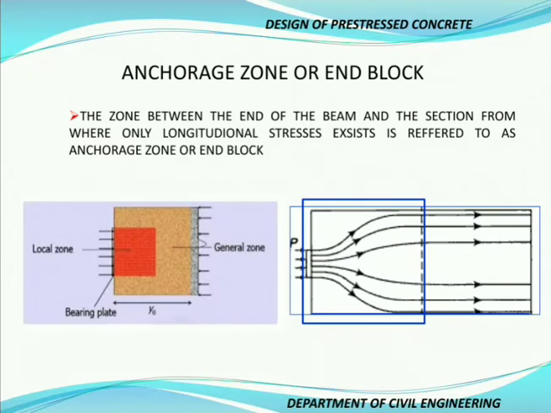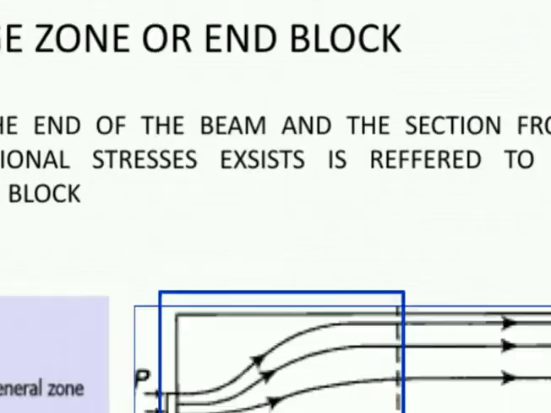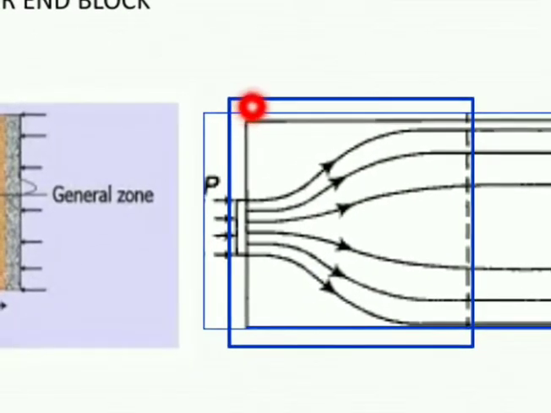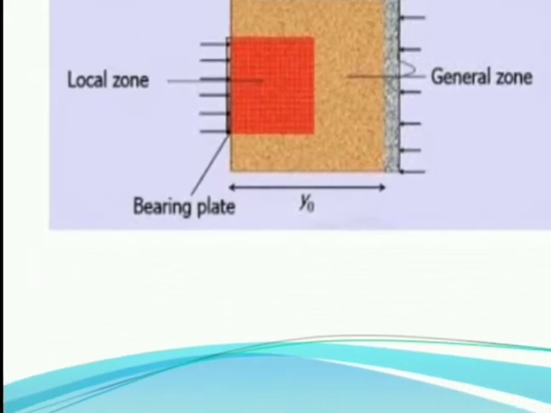Now, I have defined here the anchorage zone or the end block as that region where the stresses are uneven. The sentence here, the section from where only longitudinal stresses exist. Now if you see this figure, you have a blue colored marked box, and when you observe the stresses inside this box, they are not linear, but when you see beyond this box, they become linear. So, the zone wherein the stresses are not linear, which exists from the face where your pre-stressing force is applied, is termed as your anchorage zone or the end block.